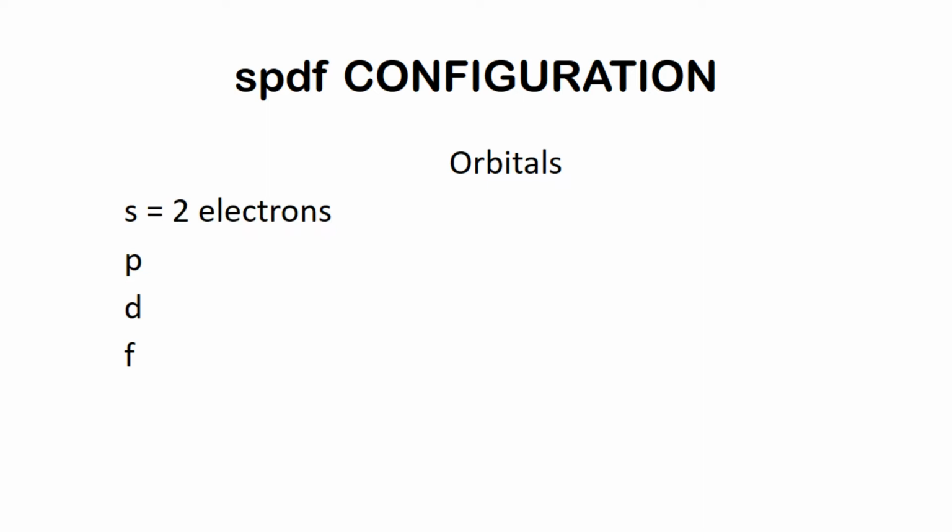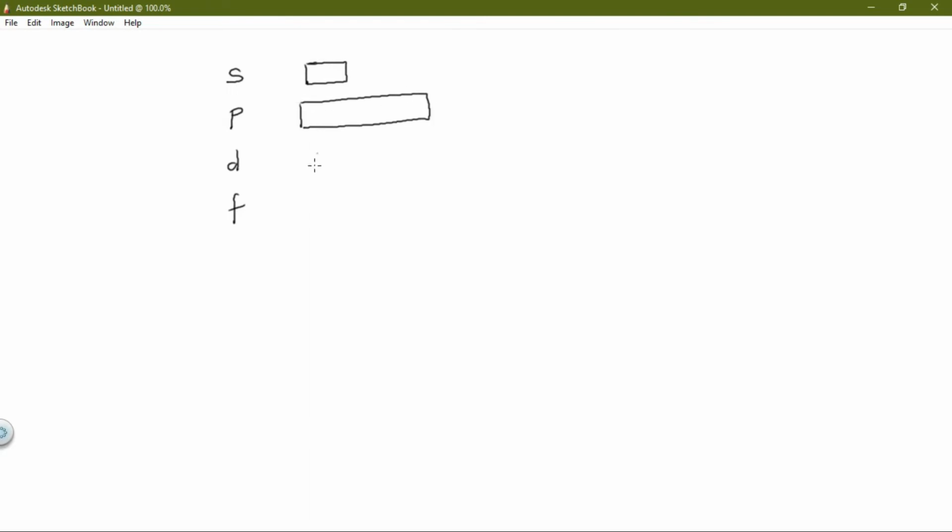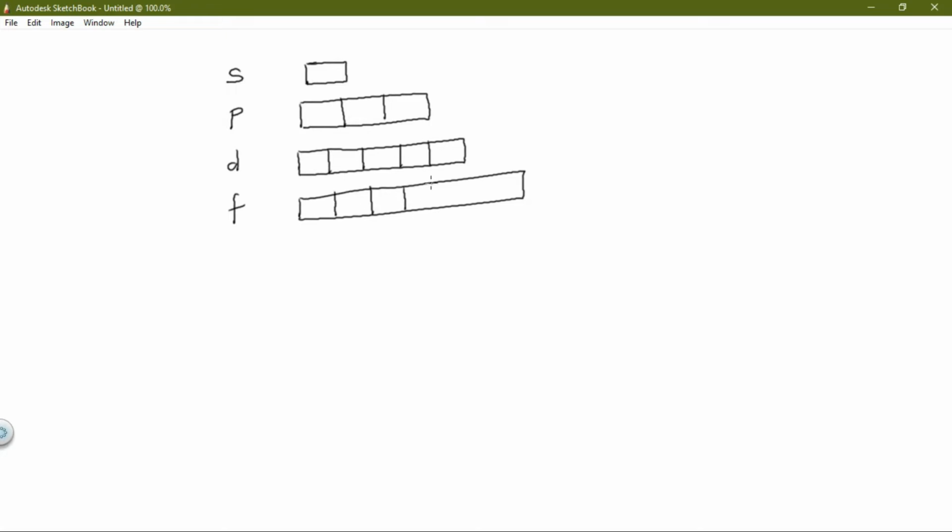The s orbital can hold 2 electrons, p orbital can hold 6, d orbital can hold 10, and f orbital can hold 14 electrons. Each orbital can be broken further into their degenerate orbitals, that is, suborbitals, and that means little orbitals in those orbitals. Each degenerate orbital can only hold 2 electrons. That means s orbital has only 1 degenerate orbital. Then p has 3 degenerate orbitals, d has 5, and f has 7.